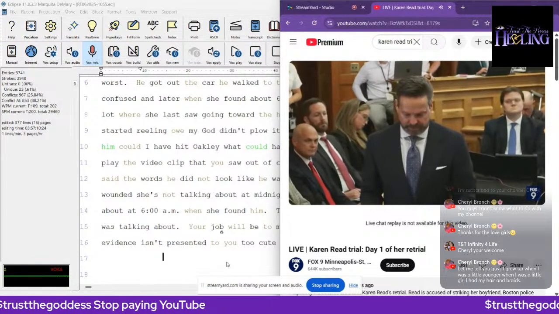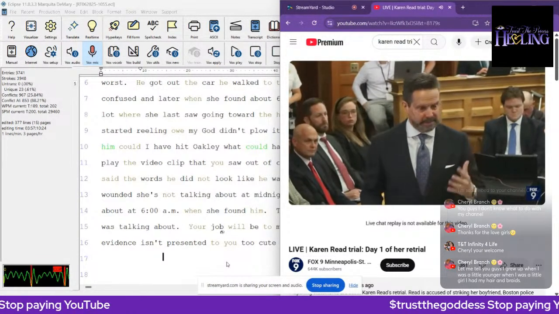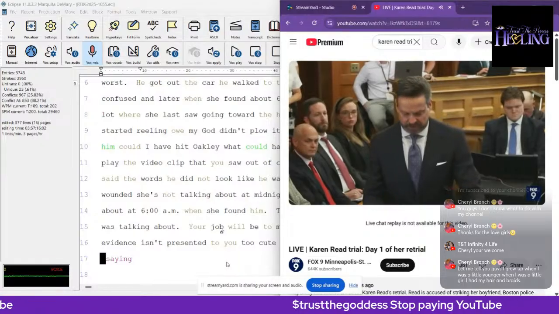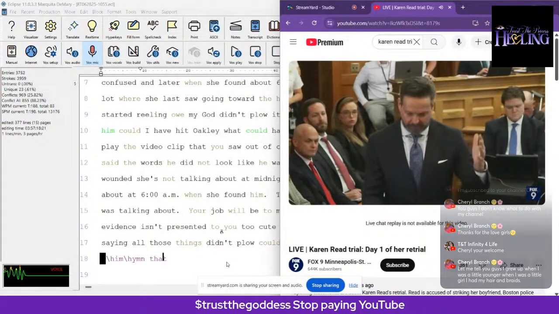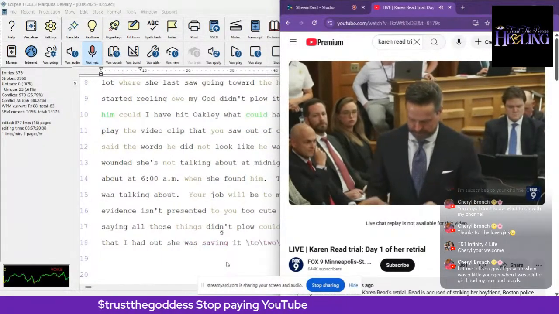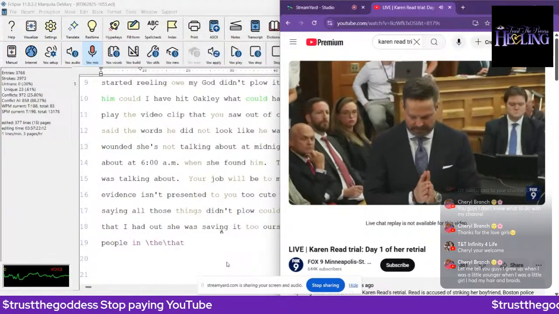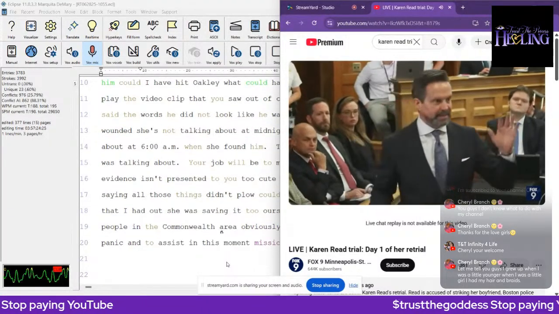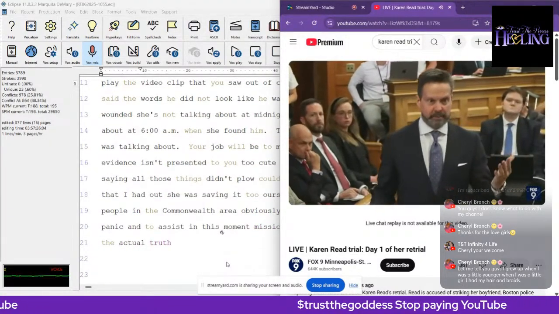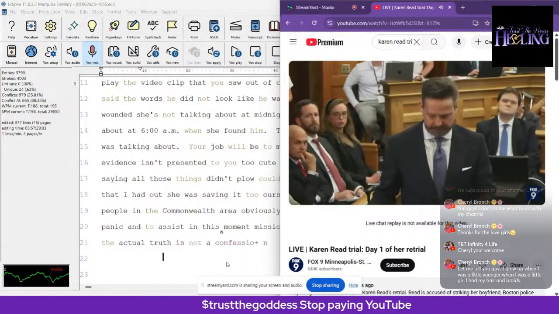She was saying all those things. Did a plow hit him? Could I have hit him? Did I hit him? She was saying that to herself and to other people. And the Commonwealth, very obviously, will try to seize on that panic and twist this into some admission. But here's the actual truth. That's not a confession. Could I have hit him? Did I hit him? Could a plow have hit him?